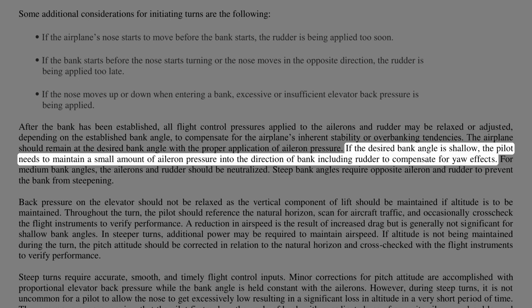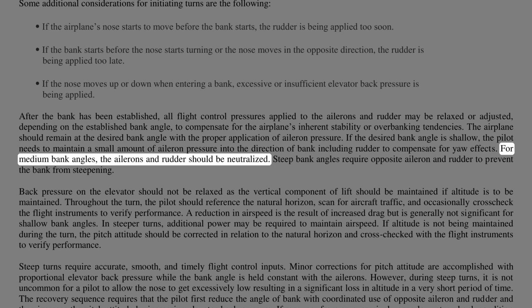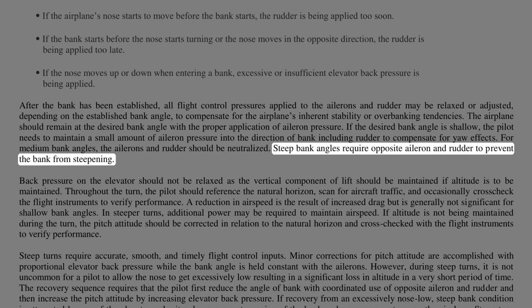If the desired bank angle is shallow, the pilot needs to maintain a small amount of aileron pressure into the direction of bank, including rudder, to compensate for yaw effects. For medium bank angles, the ailerons and rudder should be neutralized. Steep bank angles require opposite aileron and rudder to prevent the bank from steepening.